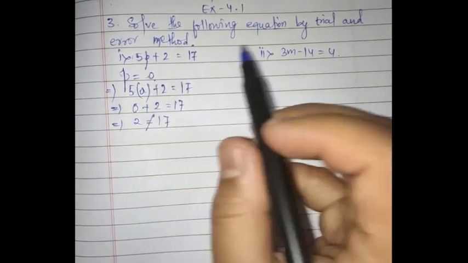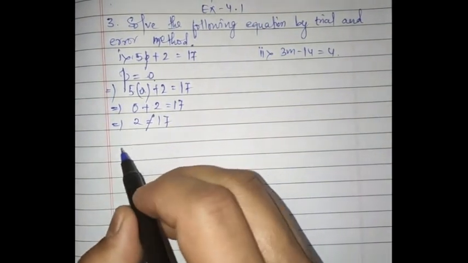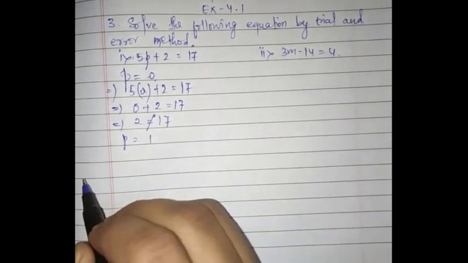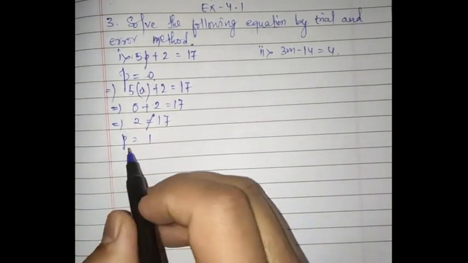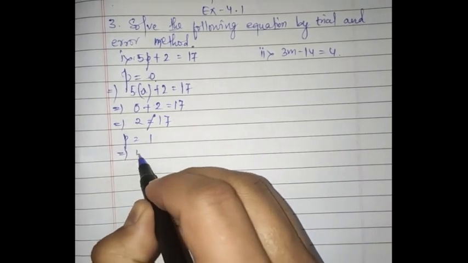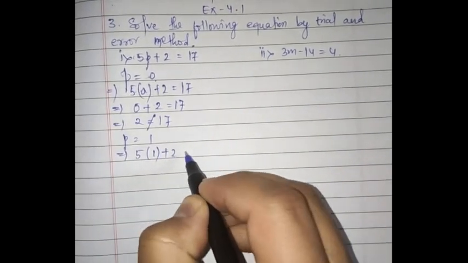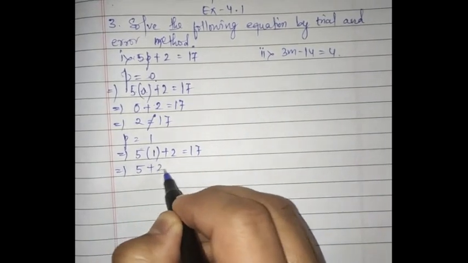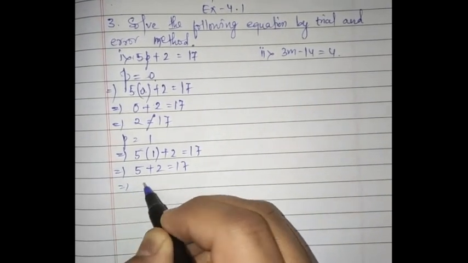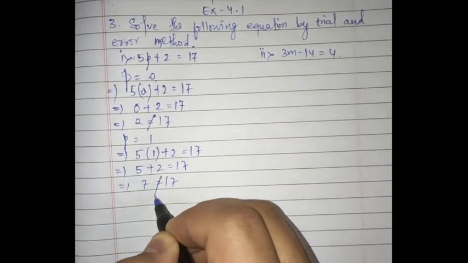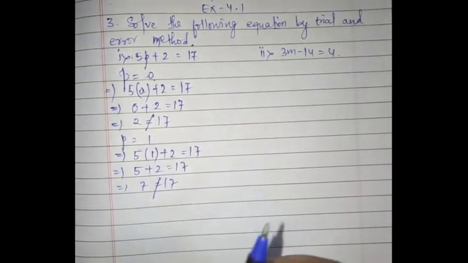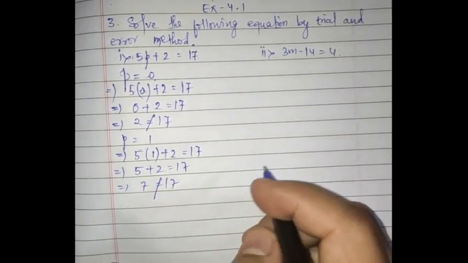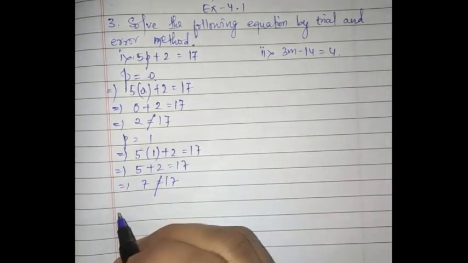You have to try with another value, let us try with p equal to 1. Putting the value of p as 1, we get 5 times 1 plus 2 is equal to 17. 5 ones are 5, plus 2 is equal to 7, is equal to 17? Not equal. So again, 1 is not the value to get this 17.